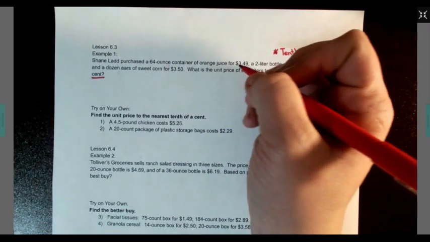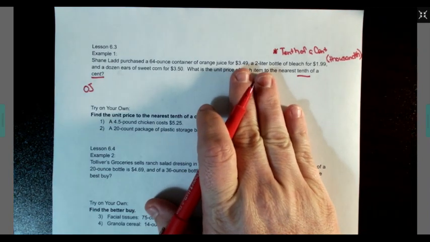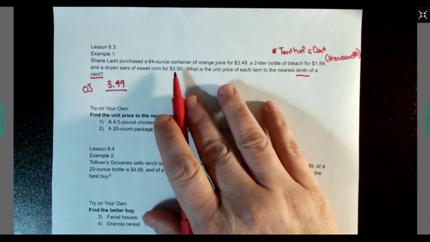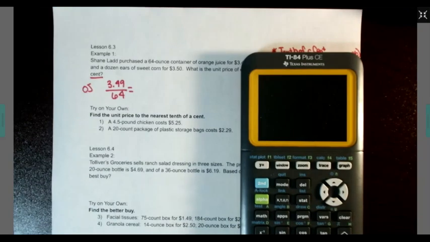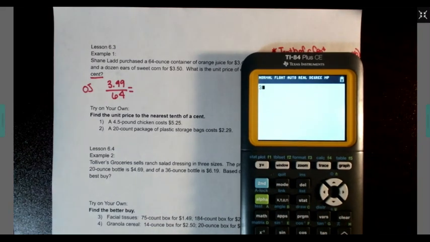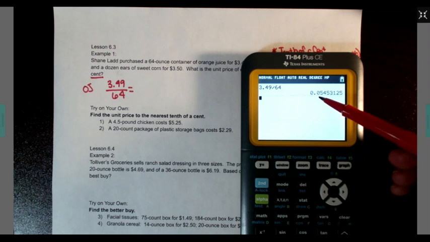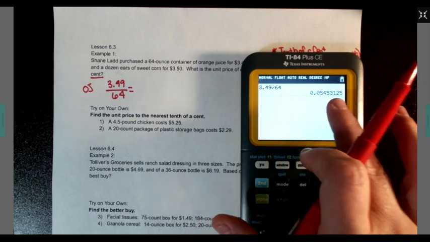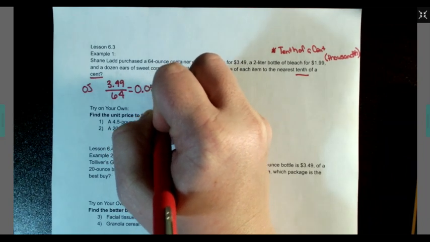Okay, first let's talk about our orange juice. We have $3.49 that we paid for it. And there was 64 ounces, so we're going to divide by 64. $3.49 divided by 64. So again, we're rounding to the thousandths place. Tenths, hundredths, thousandths. So this 4 will round up to a 5 because there is a 5 that follows. So this is 0.055.